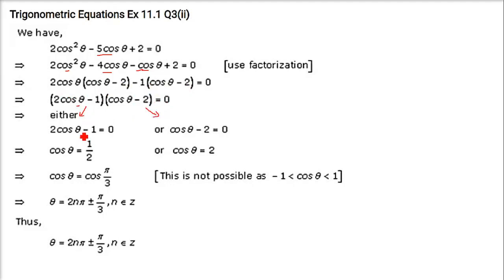So 2 cos theta minus 1 equal to 0, that is cos theta will be 1 by 2. Here cos theta minus 2 equal to 0, that means cos theta is equal to 2. But this is not achievable because cos theta always remains between minus 1 and 1, inclusive of minus 1 and 1. So this value we discard. So cos theta is equal to 1 by 2, and this is simply cos 60 degree, so cos pi by 3. So the solution will be theta equal to 2n pi plus minus pi by 3.